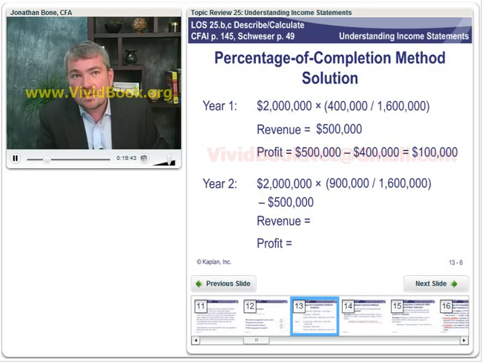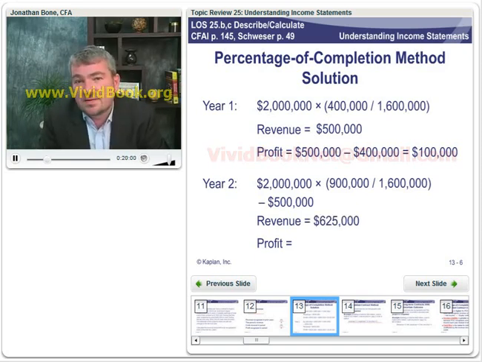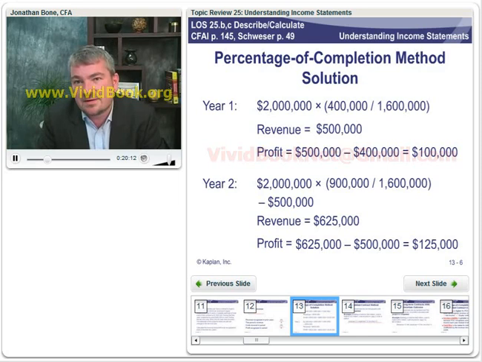Be careful. This is the cumulative revenue that we should have recognized to date. Some of that's been recognized in year one. In fact, $500,000 has been recognized in year one. So we now need to deduct the revenue recognized in prior years, in this case 500,000, and we get this year's sales figure of 625,000. Profit: take this year's sales figure of 625, deduct the cost incurred in this year of 500,000, and we've got our profit of 125,000. Okay, so expect maybe to see calculations based on that in the exam.